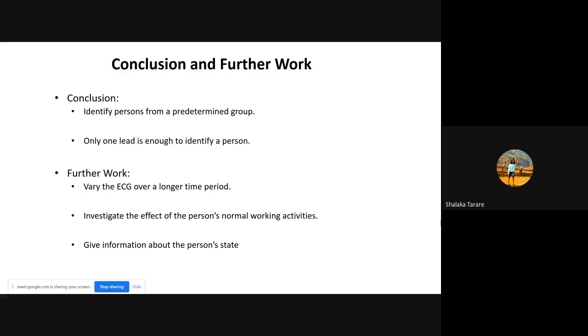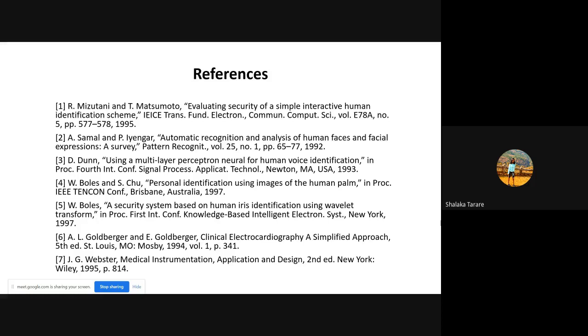So this was the conclusion of this work. These are the references of these papers.